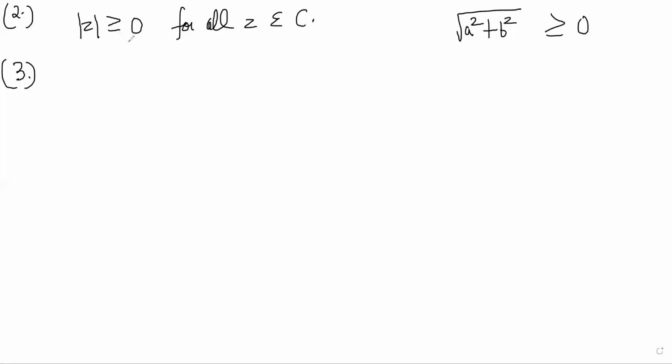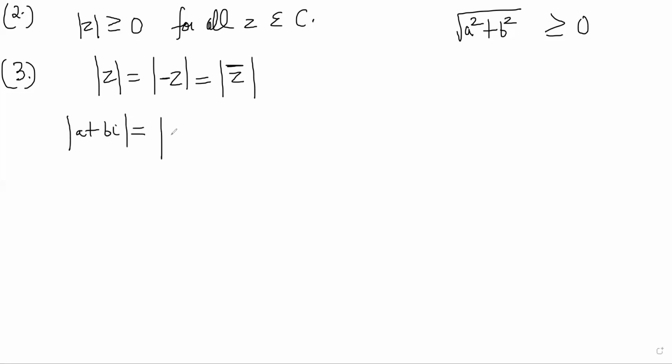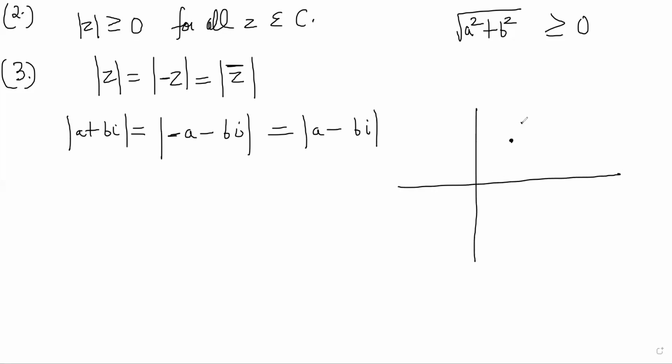Then we have mod of z is equal to mod of minus z is also equal to mod of z conjugate, because this is mod of a plus bi, which is equal to mod of minus a minus bi, which is equal to mod of a minus bi. Think of it geometrically: the distances of all these three complex numbers are going to be the same. If you draw a figure and you have one complex number here, minus z is just a reflection across the origin. So this is the minus a minus b point. And this is going to be just the conjugate, which is a minus bi.